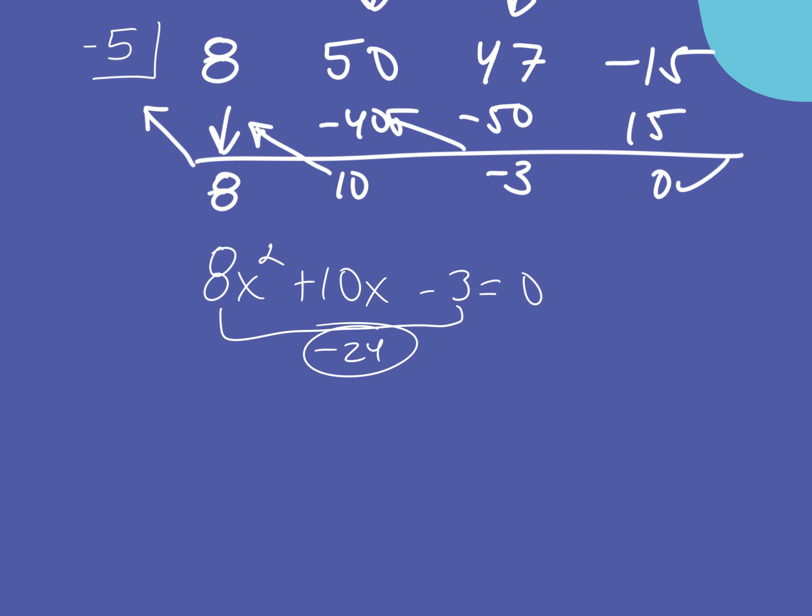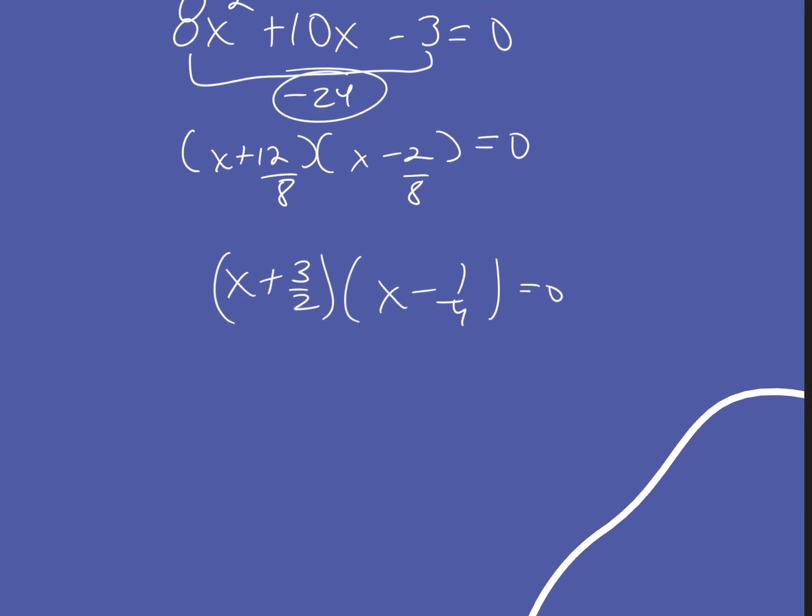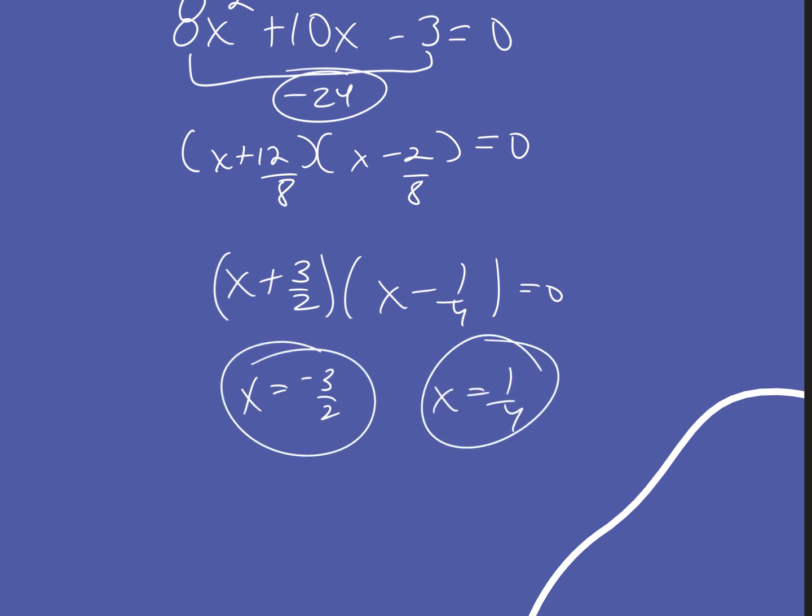Factors of -24, that give me a -24 when I multiply, but a positive 10 when I add. x plus 12, x minus 2, perfect. Divide both by, you guys are brilliant. So x plus what? 3/2? And x minus 1/4? So what are my other 2 x's that I discovered? -3/2 and 1/4. Perfect. Do you guys see the importance of being able to use your calculator? Yeah? All right, we're going to do a couple more.